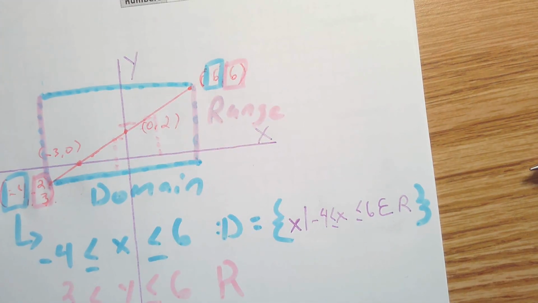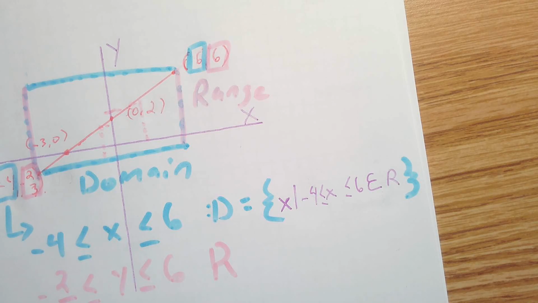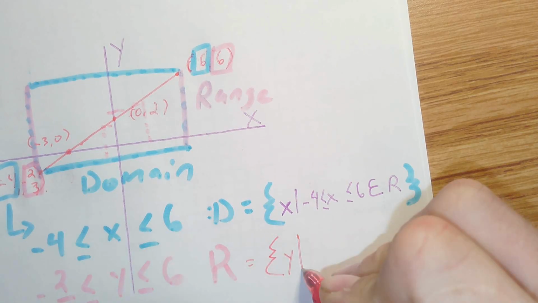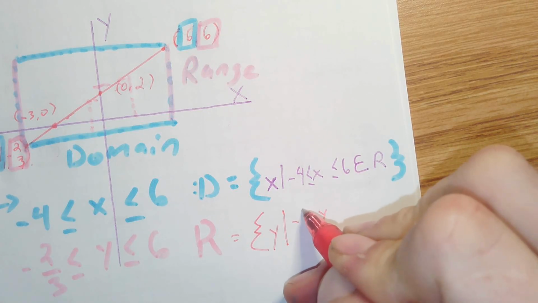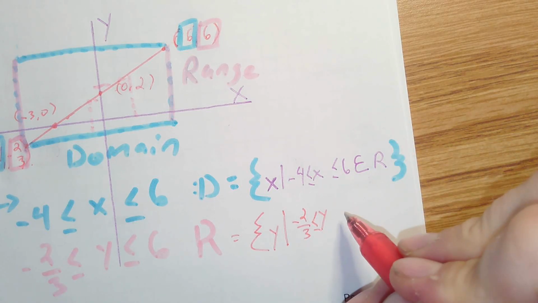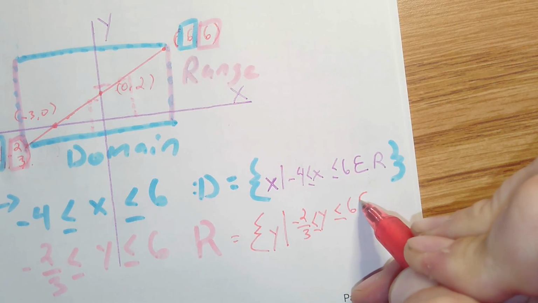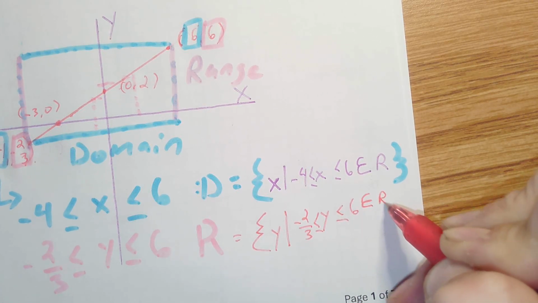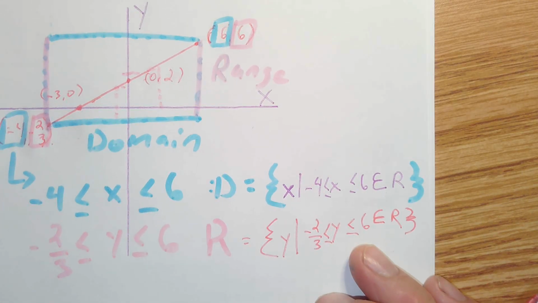And then my range is all values of y such that y is greater than or equal to 2/3 but less than or equal to 6, and is an element of all real numbers. Kind of like that. All right, so that's how you do it.